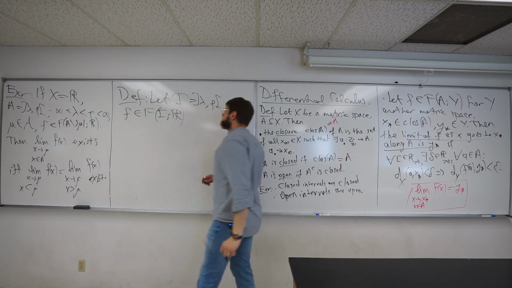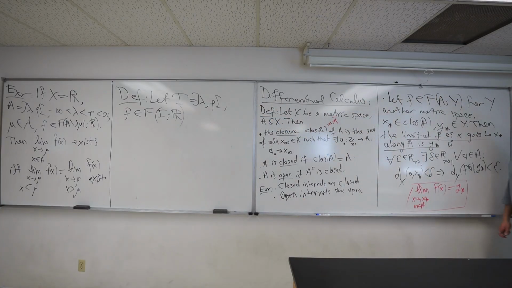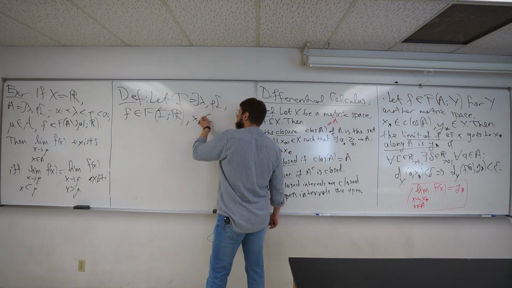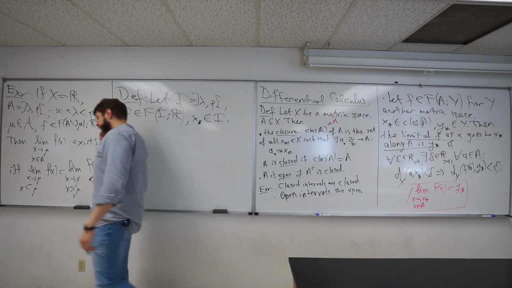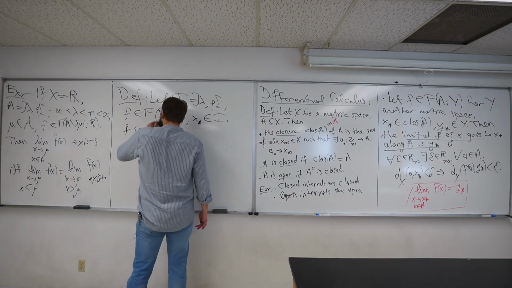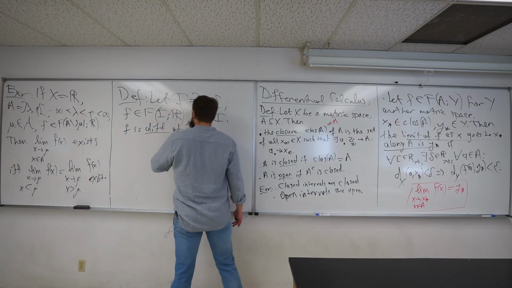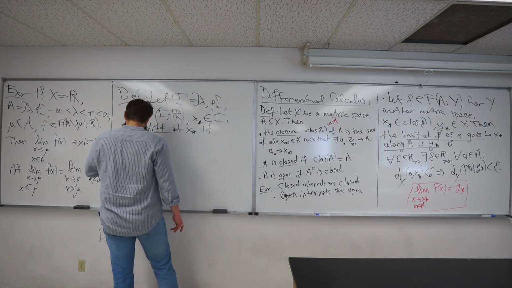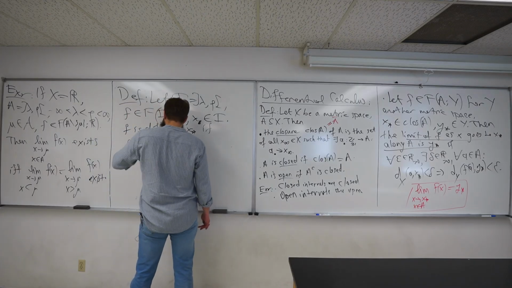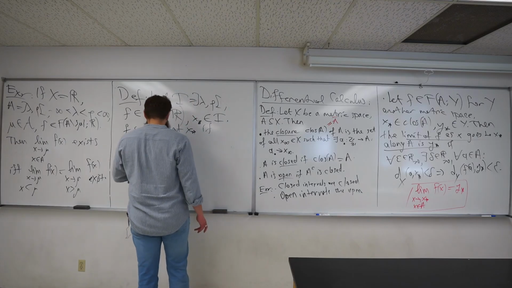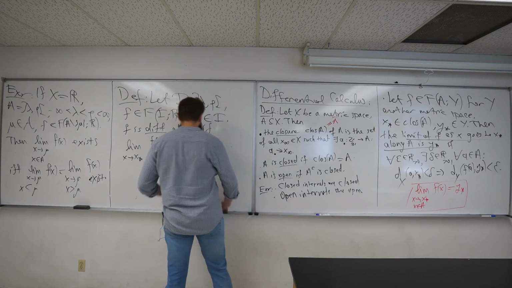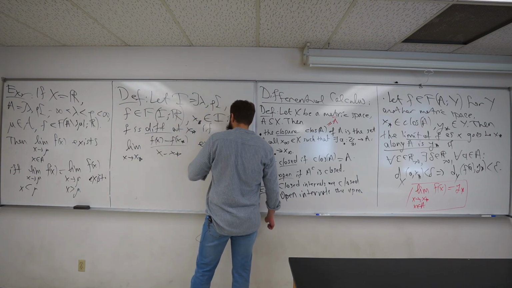We switched to differential calculus, and now our standing assumption is that I is an open interval. Differential calculus works a lot better with open intervals. I'm going to say that f is differentiable at x star if the limit as x goes to x star of this exists, as a real number.